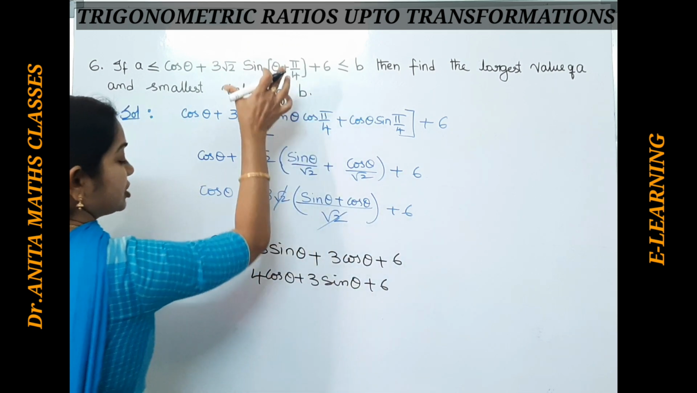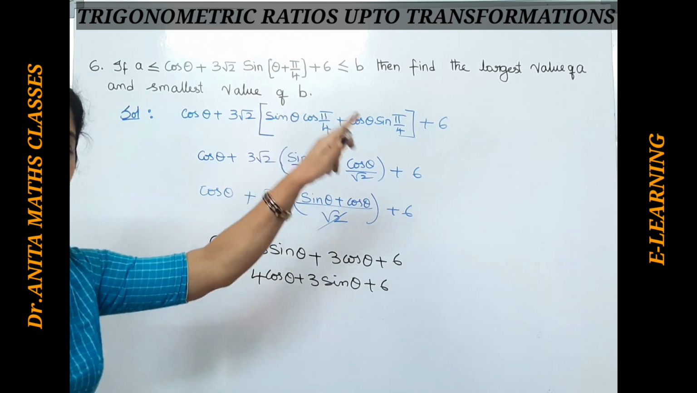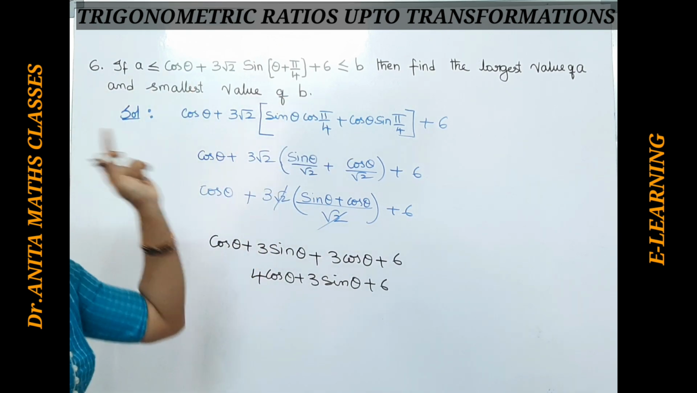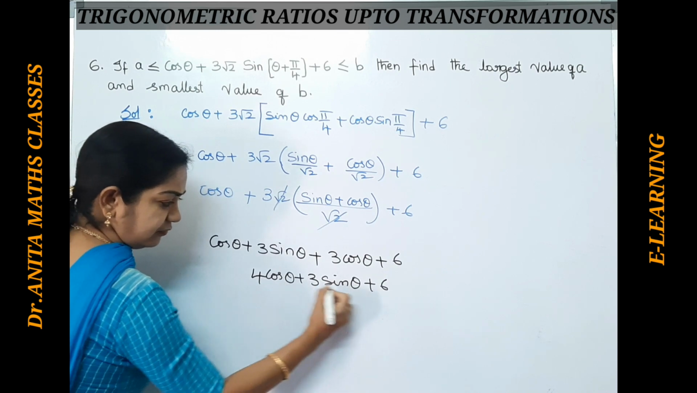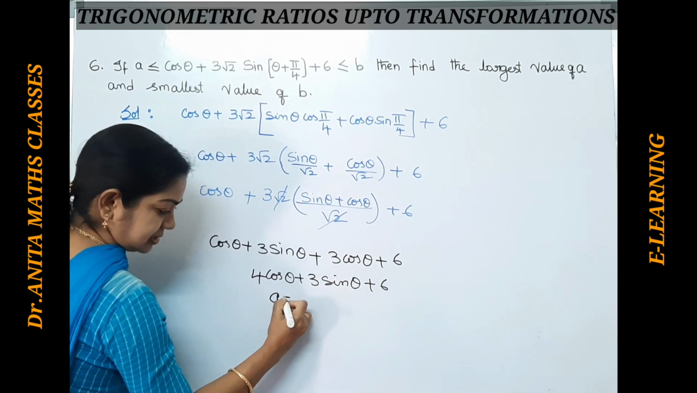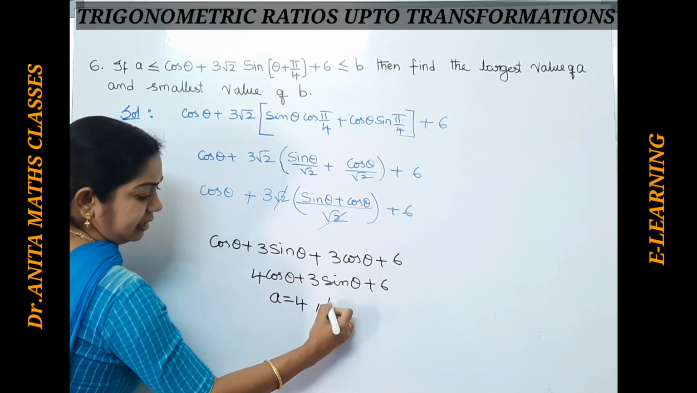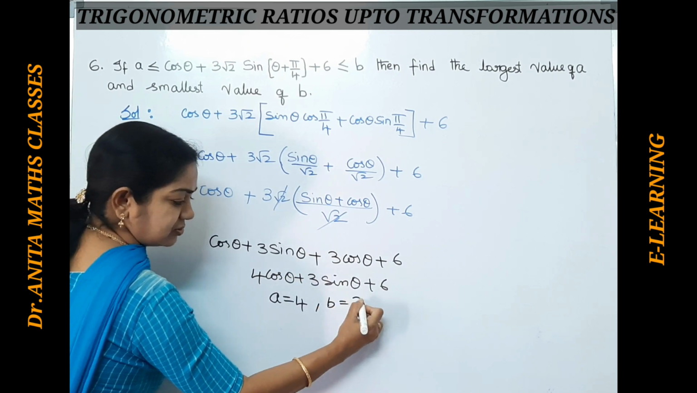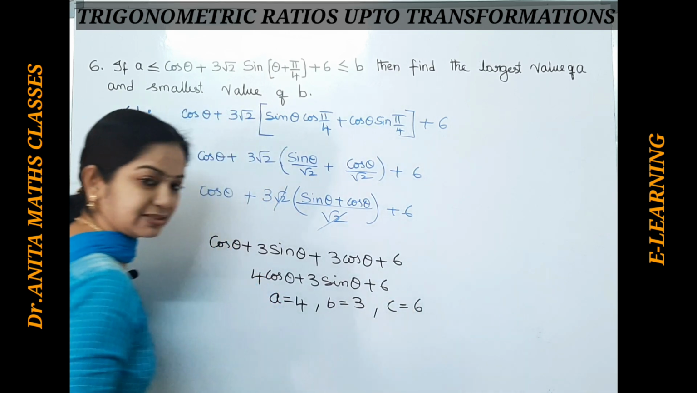Now the expression has transformed into this form. Now we need to find the largest value of A and the smallest value of B. So if you write it in the form a cos theta plus b sine theta plus c, a is 4, the coefficient of cos theta, b is the coefficient of sine theta, that is 3, and c is the constant 6.